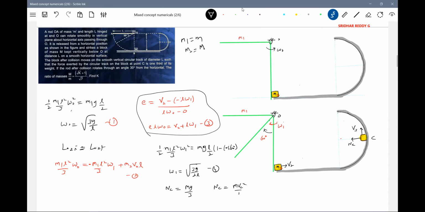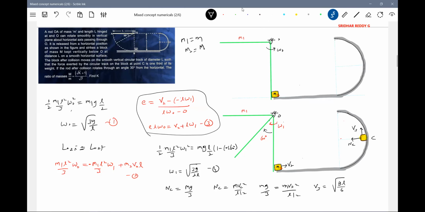What is the length here? Okay, L by 2. So this will become mg by 3 equals m vc square by L by 2, and therefore vC should become equal to root of gL by 6. After getting this, I'll write it as V3. Then I'll apply between these two.